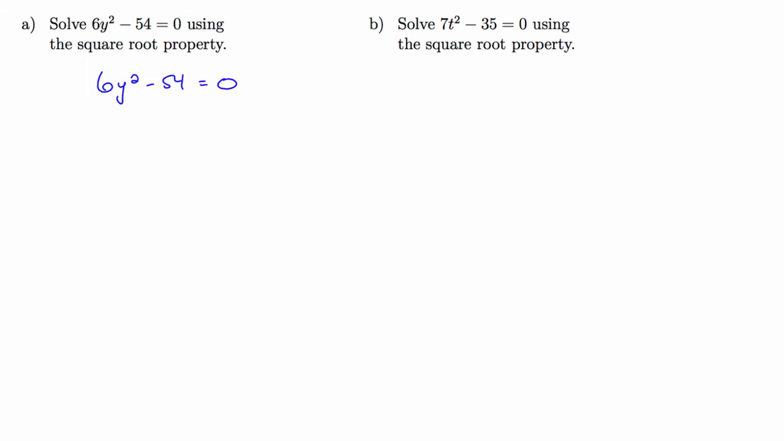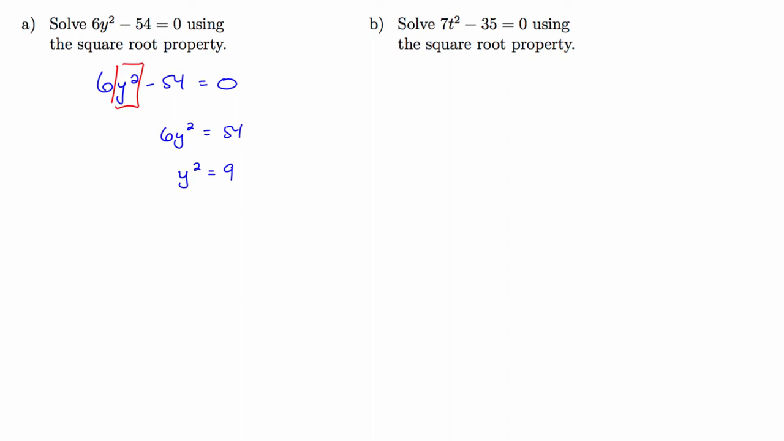The first step in solving an equation using the square root property is that we need to isolate the squared variable component. So in this particular case, we need to get the y squared by itself before we can apply the square root property. To do that, I first need to add 54 to both sides of the equation. That would give me 6y squared equals positive 54. I then need to divide both sides of the equation by 6, giving me y squared equals 54 over 6, which is 9. Now that the squared variable component is by itself, we can apply the square root property.